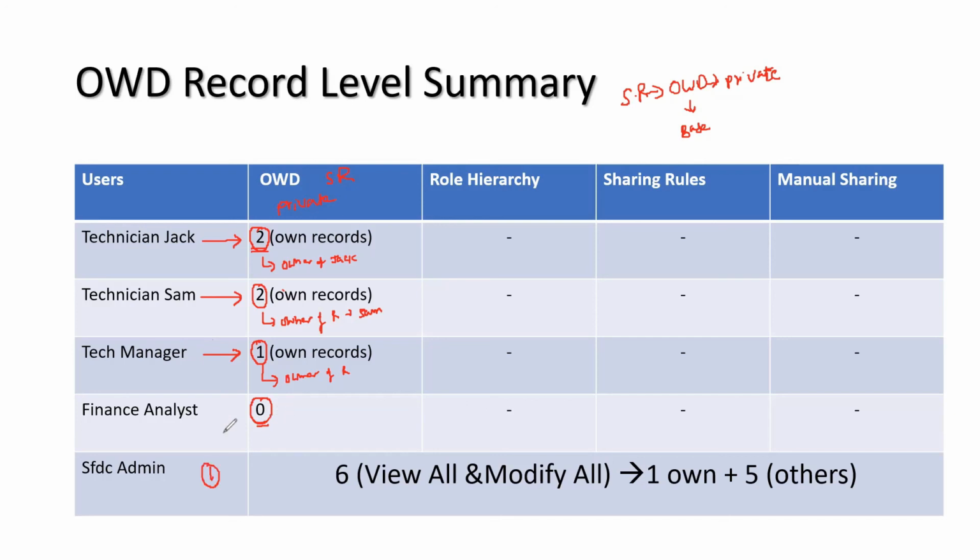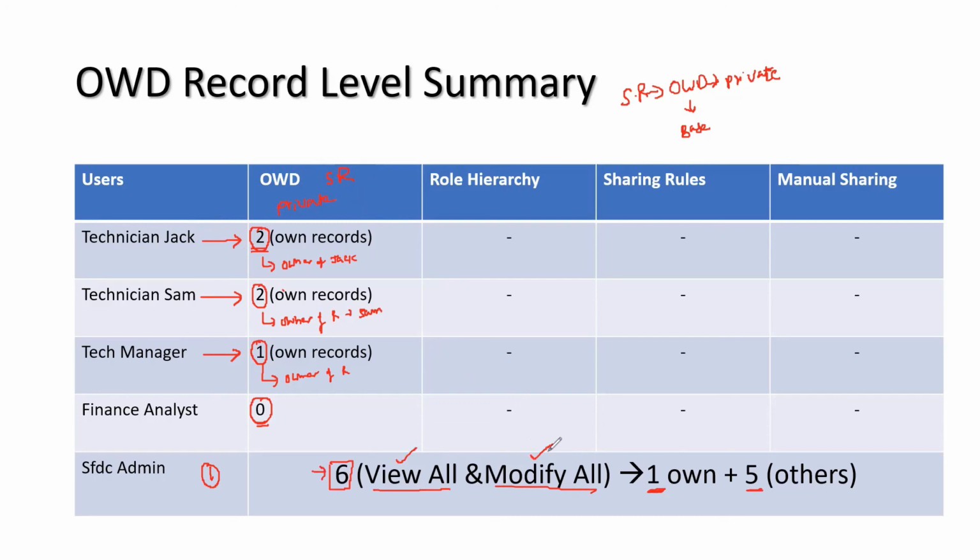In order to understand what is happening with this SFDC admin, as an administrator, I'll create 1 record and see how it impacts the number of records visible to the other users in this scenario. As a system administrator, we have view all and modify all access. That means any records created in this org would be visible to the system administrator user. So 1 record is owned by him and 5 records come in: 2 records from Jack, 2 records from Sam, and 1 record from the manager. The total number of records visible to the SFDC admin user would be 6 because he has view all and modify all access.